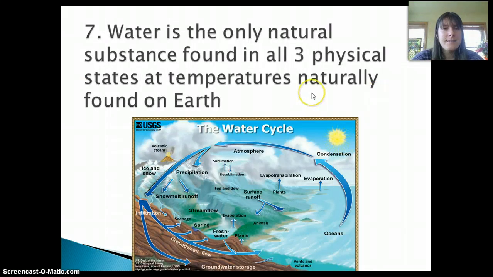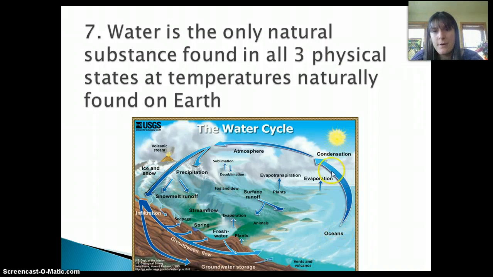All right, the last awesome thing about water is that it is the only natural substance on all of planet Earth that's found in all three physical states, so as a solid, as a liquid, and as a gas, at temperatures that are naturally found on Earth. Other things can be found as solid, liquid, and gas, but you have to heat them up really, really high, or you have to put a bunch of pressure on them, because remember, state is based on pressure and temperature.